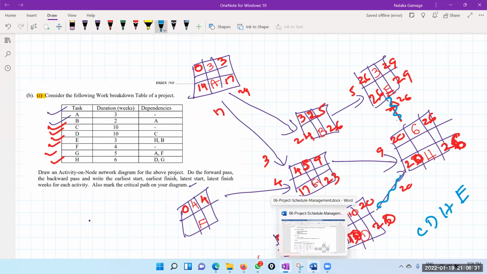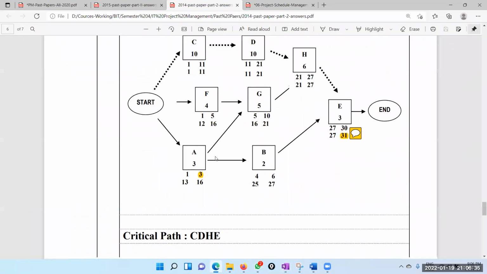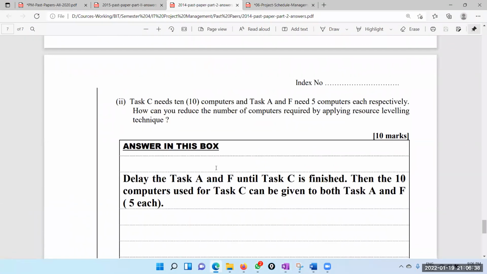Okay. Right. So that is how you do it. C, D, E, H.